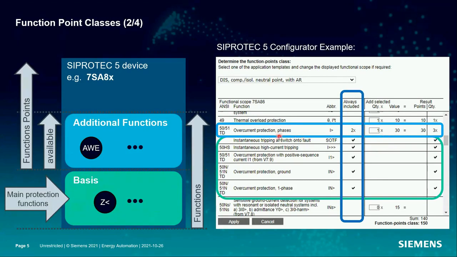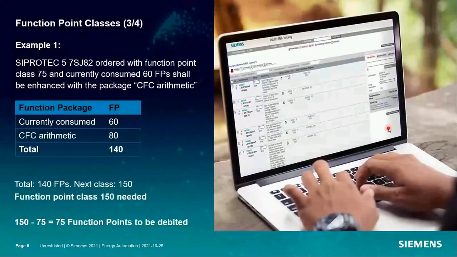And taking this overcurrent protection as an example, one three-phase system additionally would need 30 function points. And this would be then, together with all other functions, the sum of function points you would need for this device. Taking as an example a 7SJ82 device, it was ordered already with the function point class 75. And you are currently consuming 60 function points.